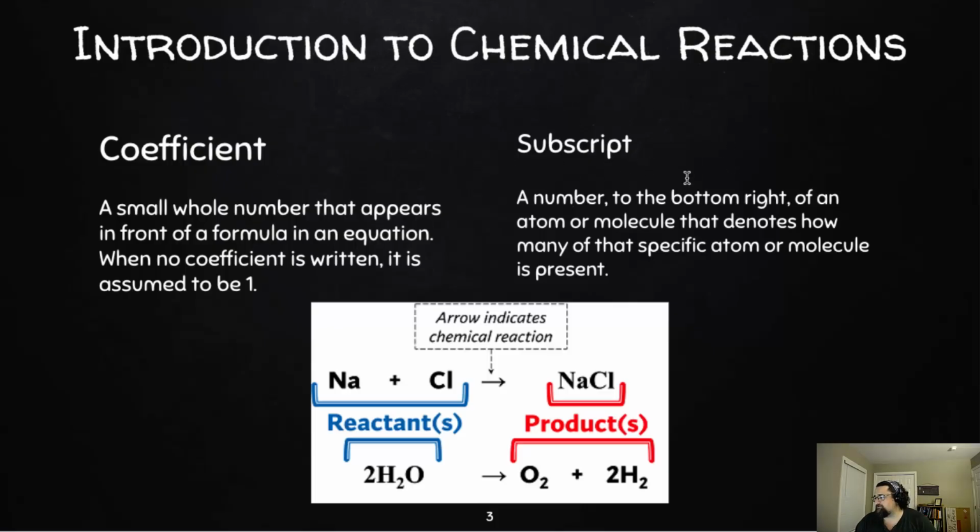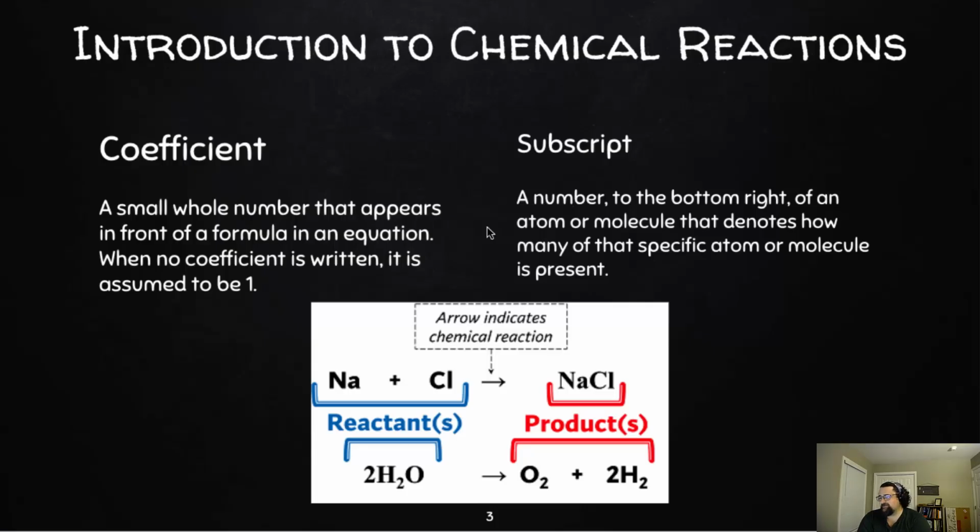Whereas a subscript is that number to the bottom right of an element that tells you how many of something there are. So in H2O, that 2 tells us there's 2 hydrogens. O2, there's 2 oxygens. H2, there's 2 hydrogens. In a propane like C3H8, you'll have 3 carbons and 8 hydrogens. That's the difference in the subscript.